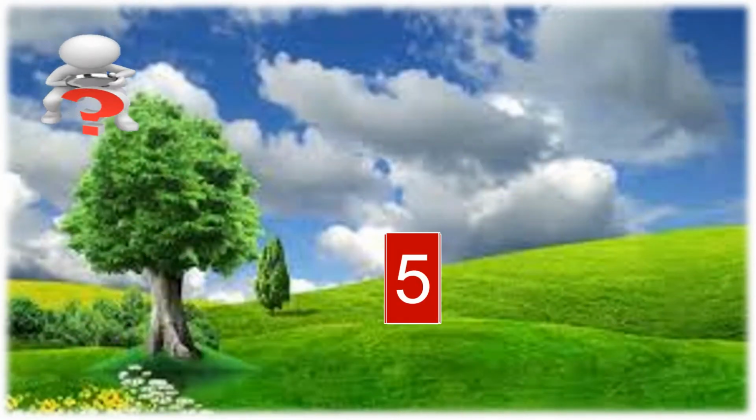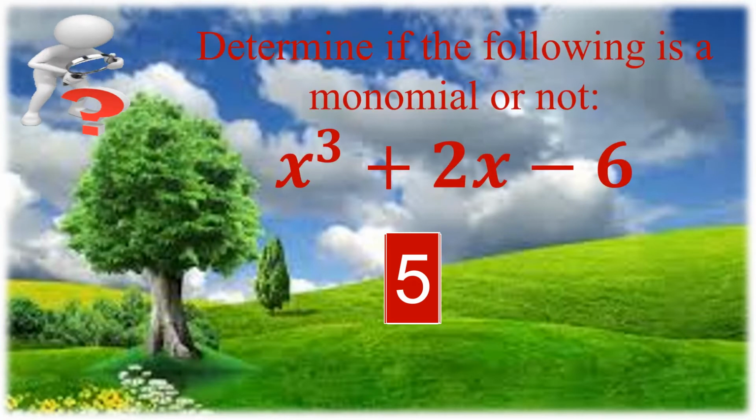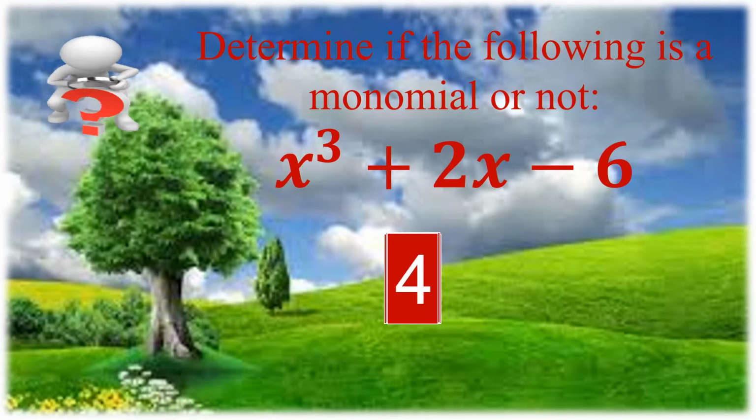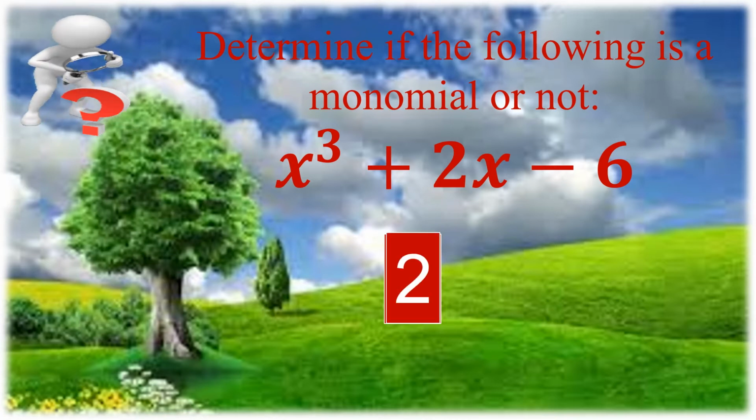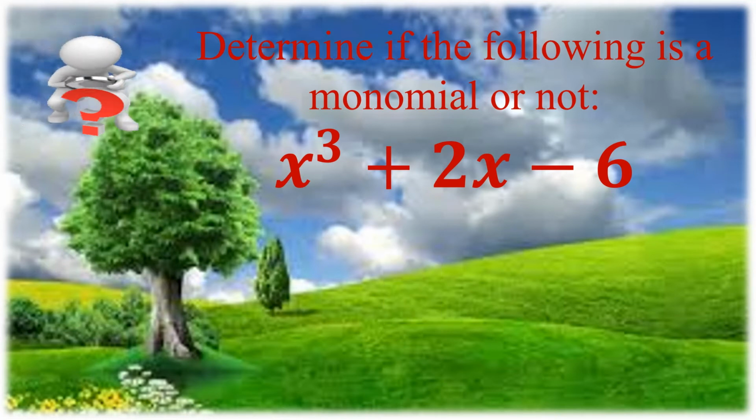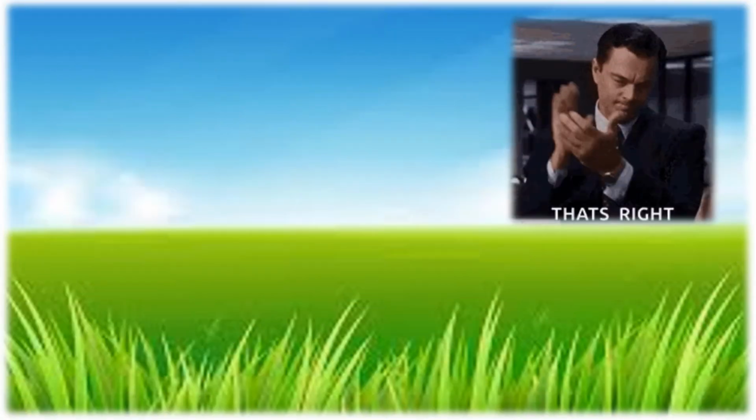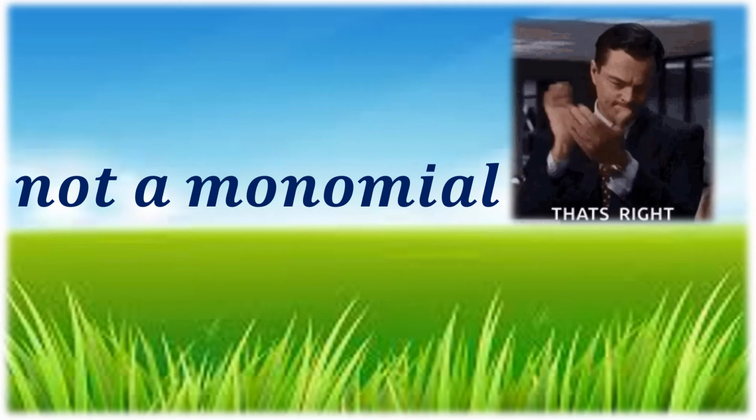Now let us have another one. Let us read all together the given. Determine if the following is a monomial or not. X to the third plus 2x minus 6. Another 5 seconds to answer this one. Timer starts now. Time is up. What is your answer? That's right. The correct answer is, it is not a monomial.